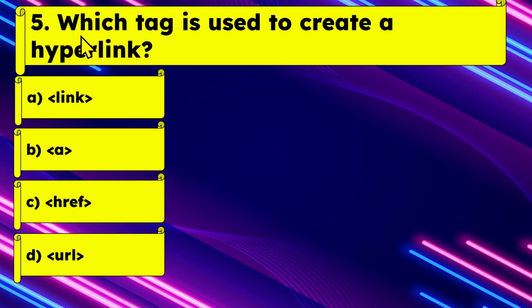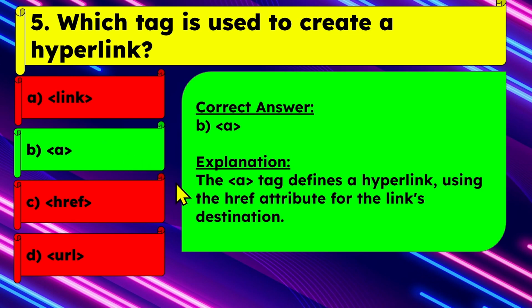Our next question is, which tag is used to create a hyperlink? Option A, link tag. Option B, a tag. Option C, href tag. Or option D, URL tag. So here the correct answer will be option B, a tag. As you can see, the a tag defines a hyperlink using the href attribute for the link's destination. So if you want to place any link, then you can use this a tag.